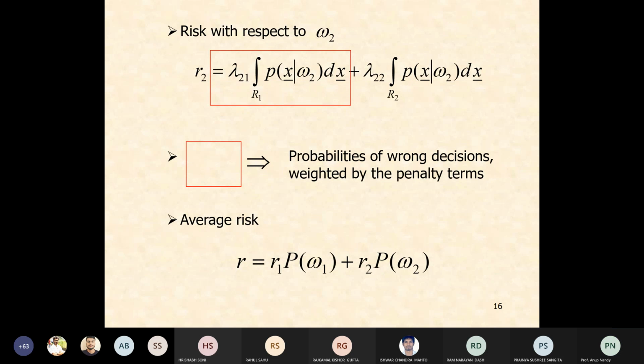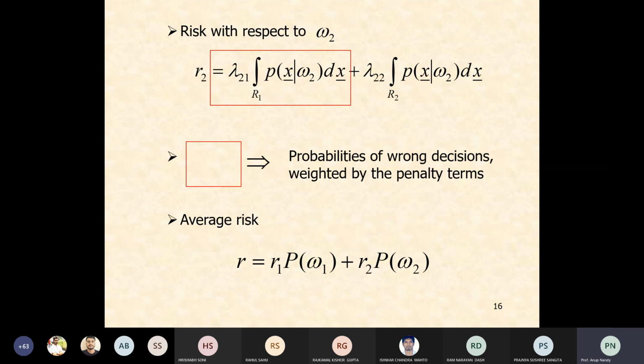Okay, sir, is that clear? Now, the next thing is average risk. This risk you need to optimize. Are you understanding the meaning of the risk? So this is the risk R. We are trying to minimize the average risk, so that is your job.